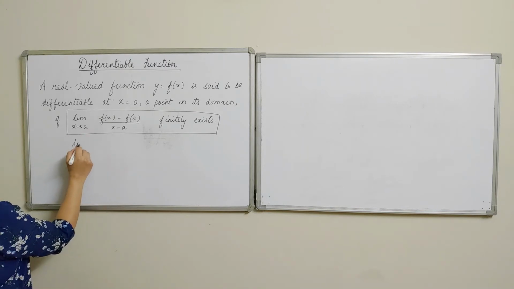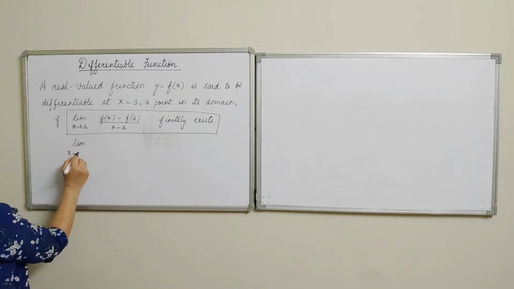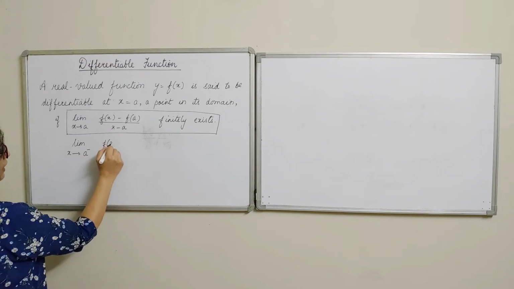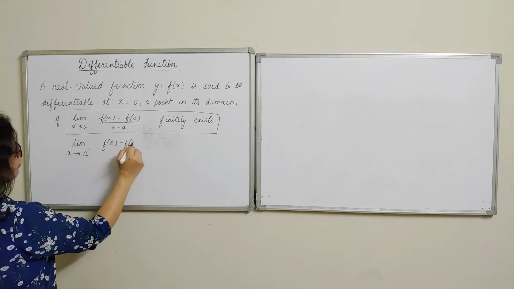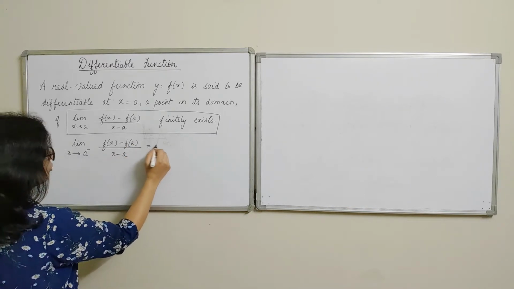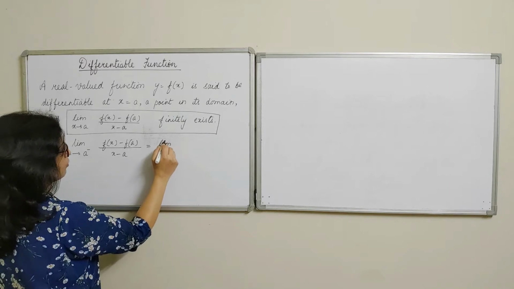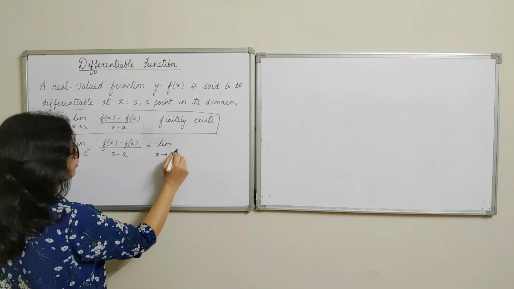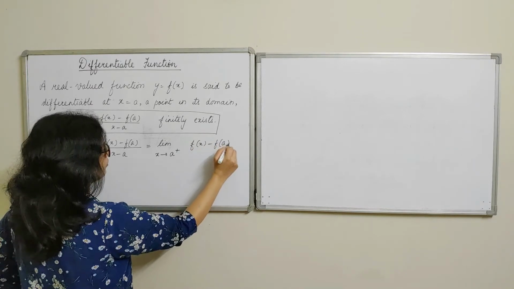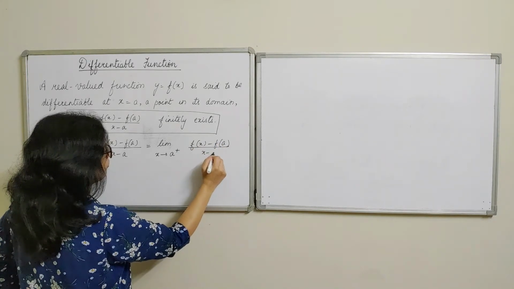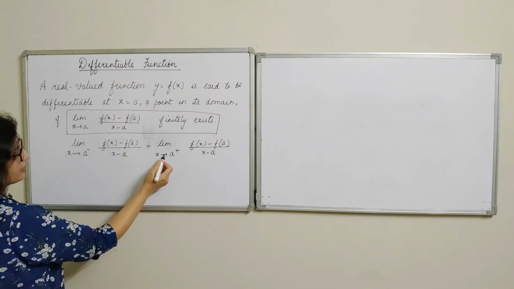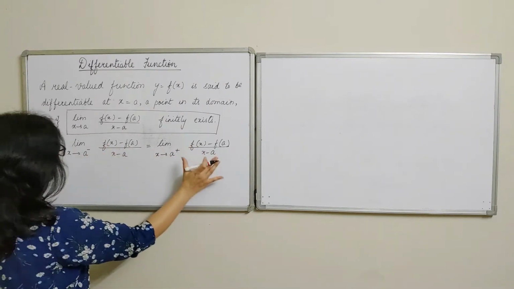So let us write down the left hand limit, and symbolically we write it like this: x tends to a minus, (f(x) minus f(a)) upon (x minus a). This should be equal to the right hand limit, which is written like this. Here you can see this minus and plus sign indicates the left hand limit and the right hand limit.